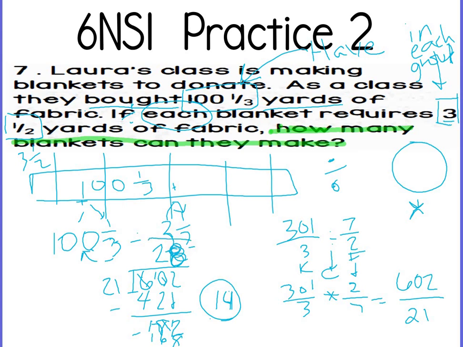So looking at this, this is my whole number. So they can make 28 whole blankets. And then 14 over 21 will be left over. I can divide each of those by 7. So I get 28 and 2/3 blankets is how many they can make.